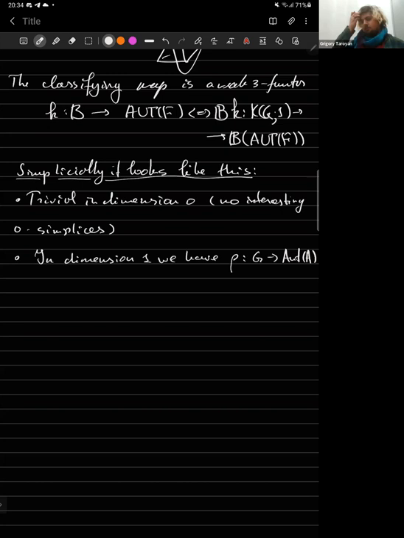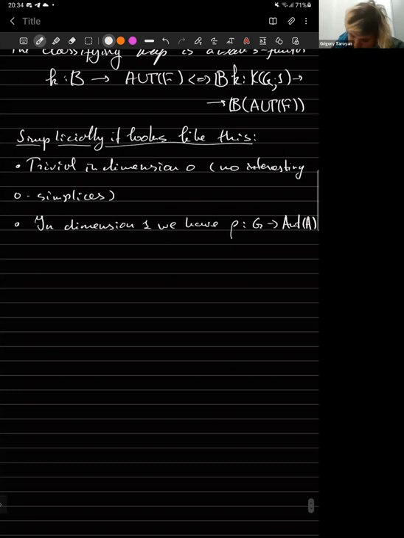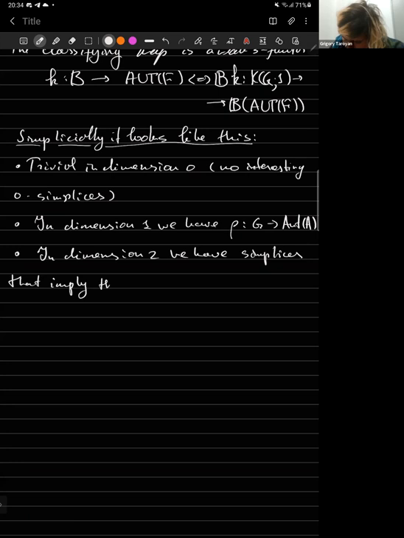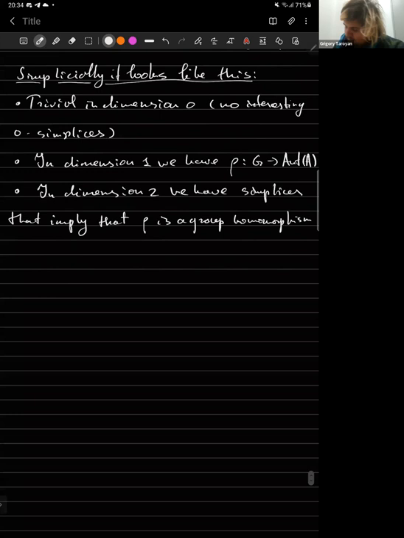We wanted a map from G to automorphisms of A. In dimension two, we have cells, or rather simplices, that imply that rho is a group homomorphism. So they correspond to identities like this. This is how they're mapped. So we had a two simplex here, and it is mapped to a two simplex here, which corresponds to this exact equality. Okay.